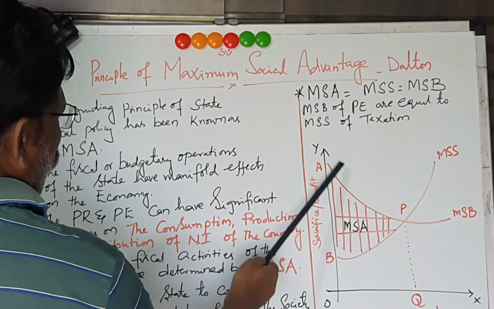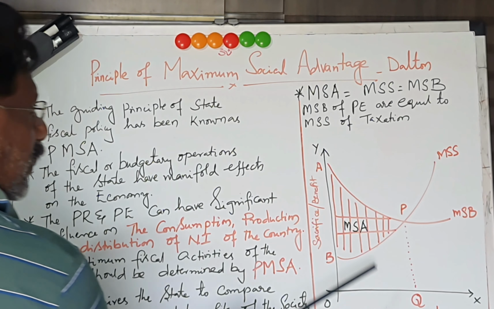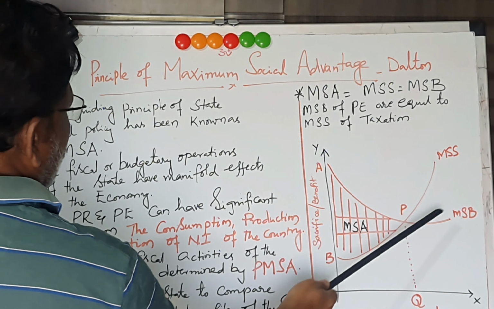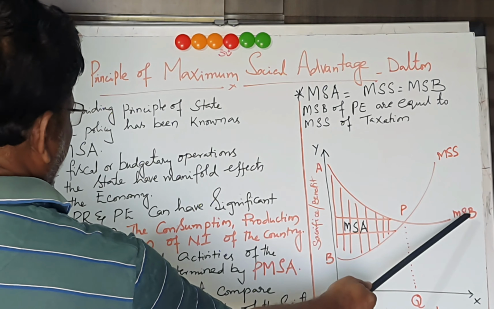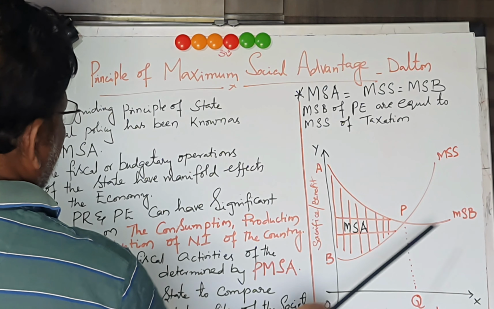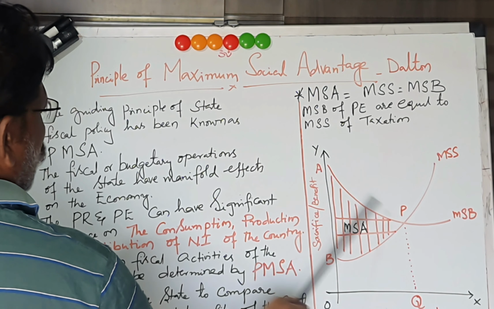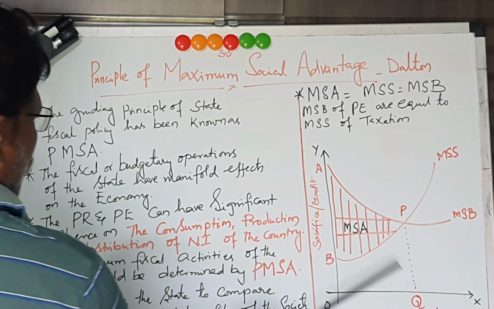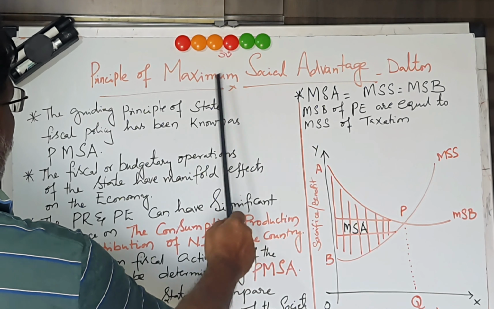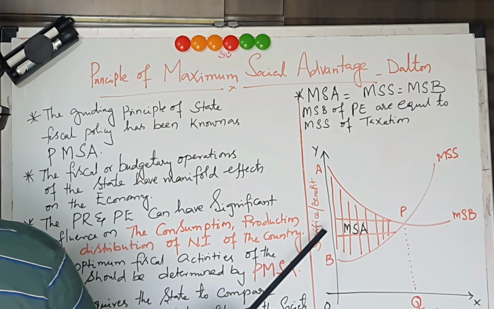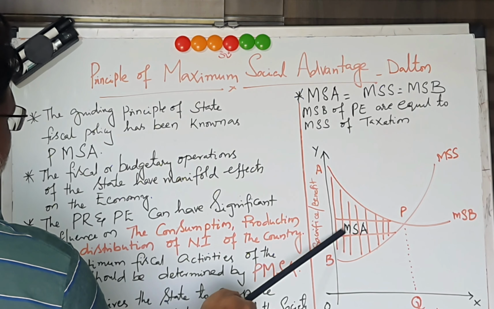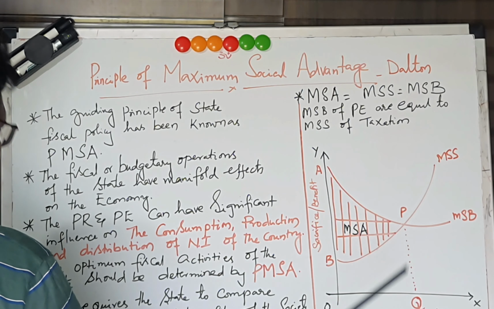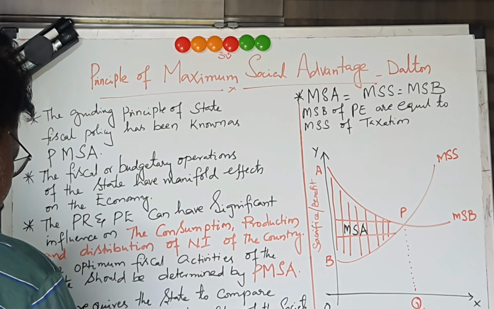MSB shows that when the government increases the public expenditure, the marginal social benefits of the society are decreasing. It implies a downward sloping curve. So at point P, the MSS is equivalent to the MSB. That point is the maximum social advantage point. So this is the maximum social advantage, where the sacrifices are equivalent to the benefits.